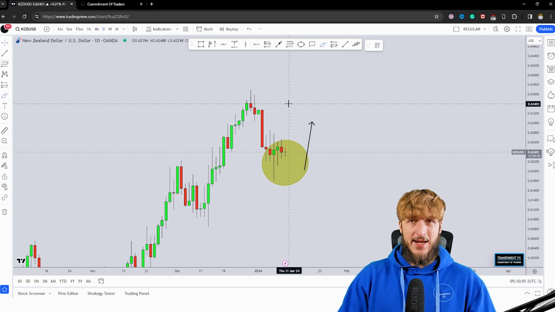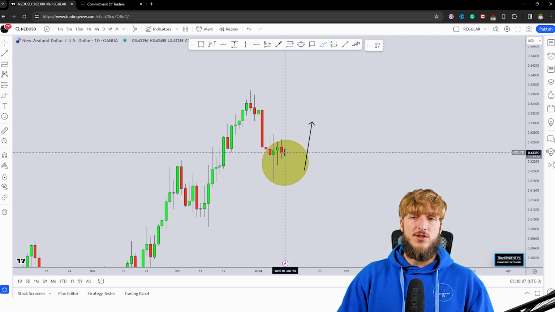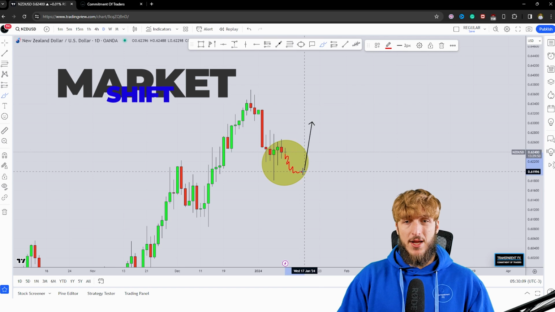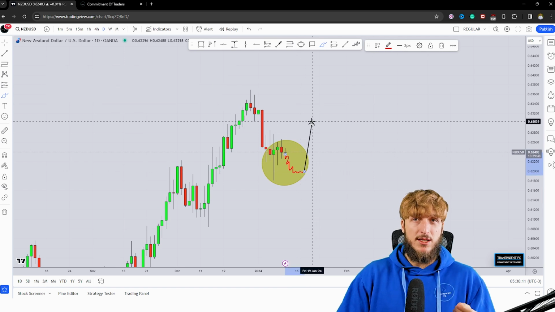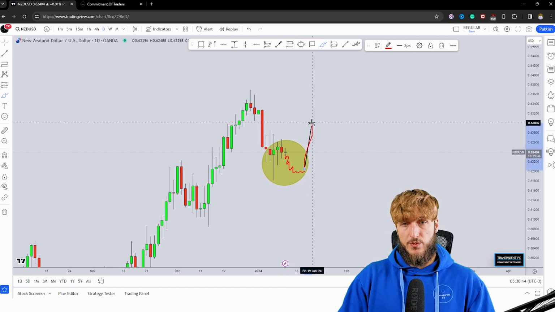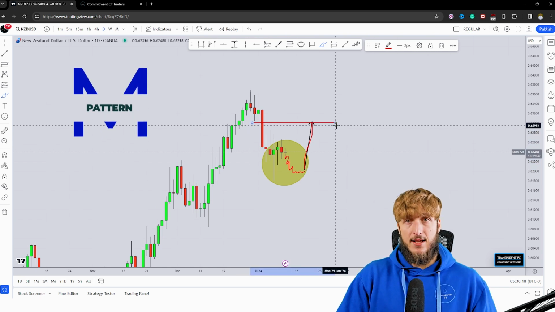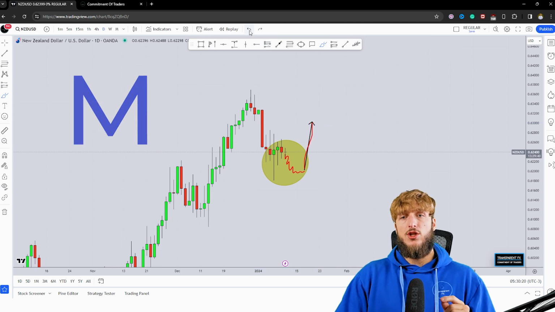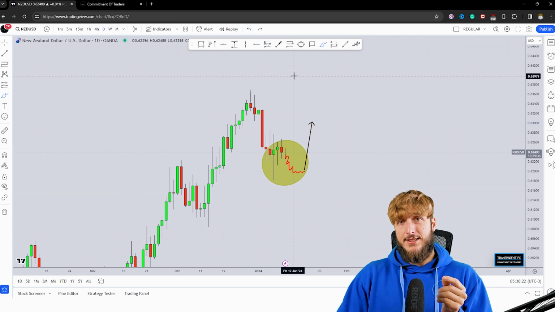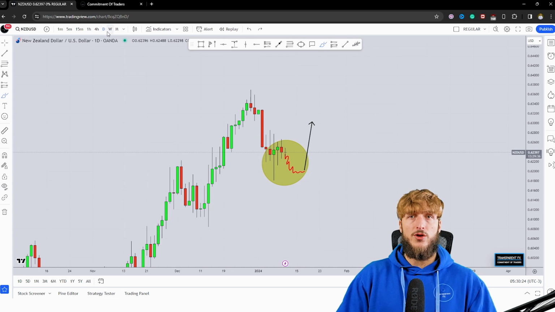Therefore, what I would expect in a situation like this is that if this market will shift from an intraday bearish market to an intraday bullish market, at that point, I would expect a potential rejection to the upside for the completion of this M pattern at the neckline and for the market to reject the confluence of support area that we have previously identified on the weekly time frame.